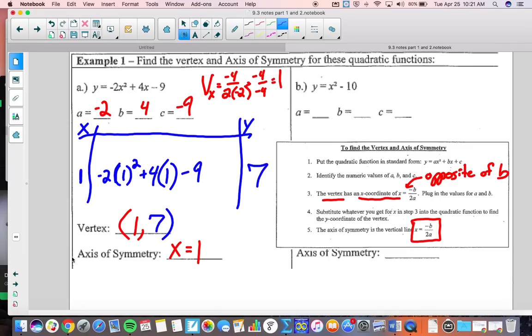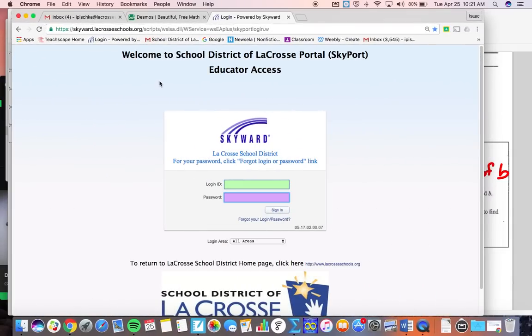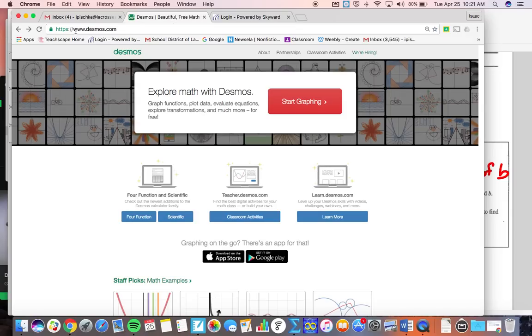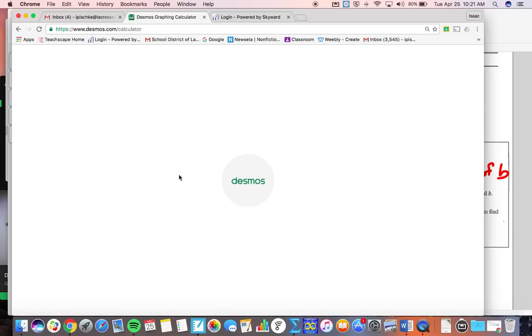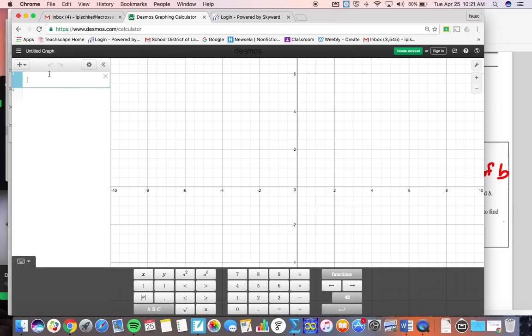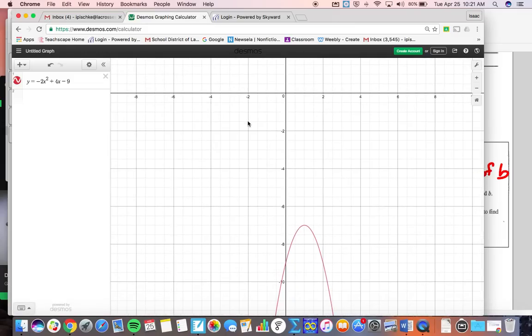So let's try this. I'm going to go to Desmos, that's www.desmos.com. I'm going to start graphing. And I believe it was y equals negative 2x, there's a squared feature down here, plus 4x minus 9. And we thought the vertex was at 1, negative 7.